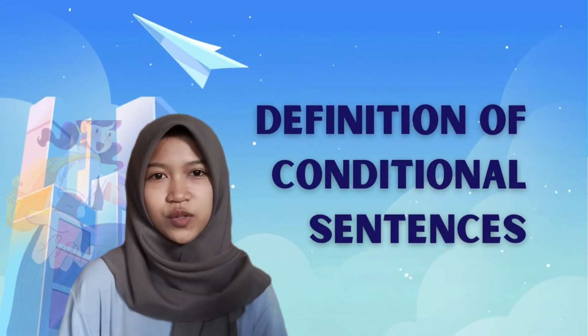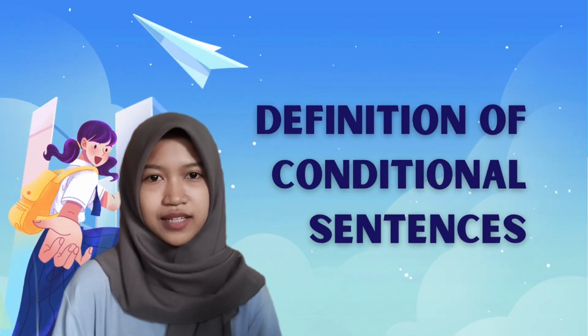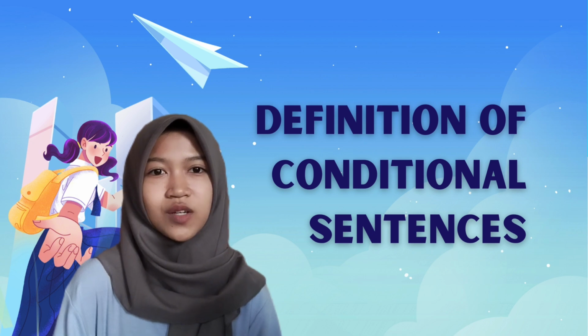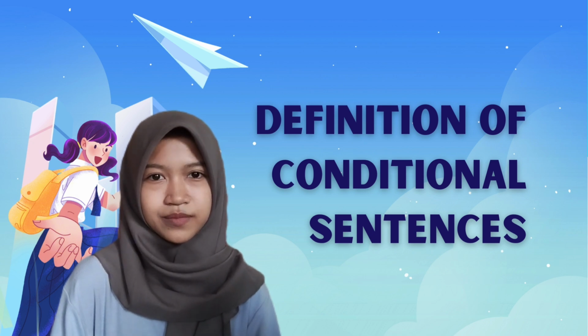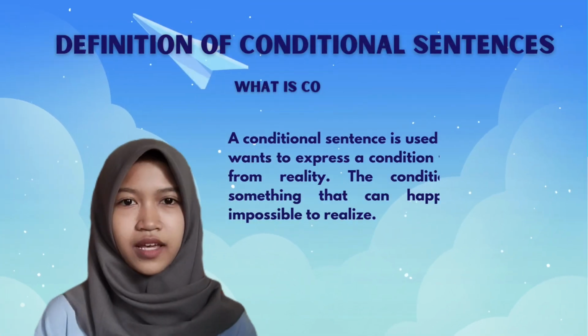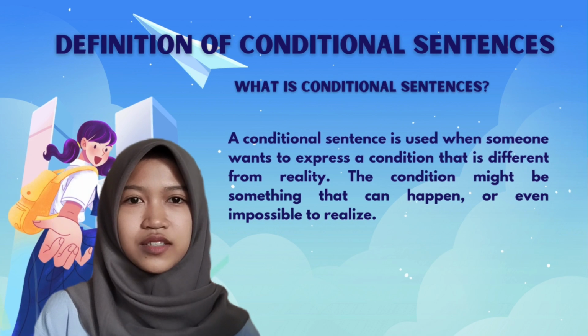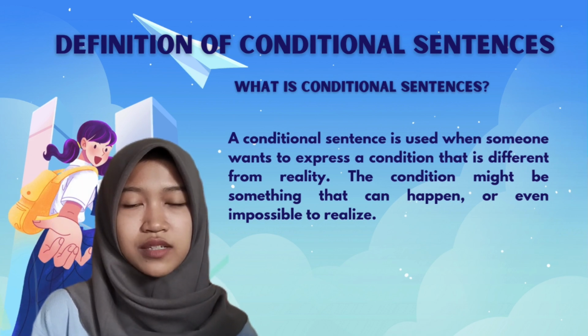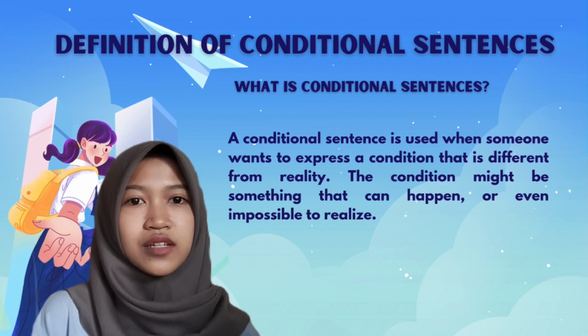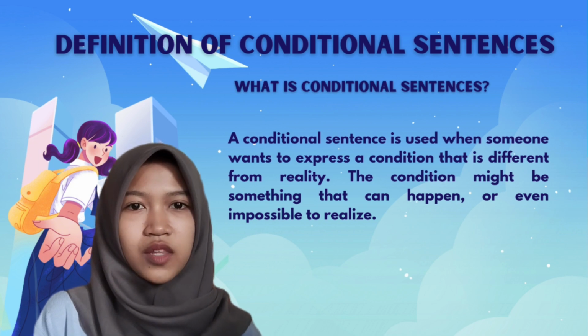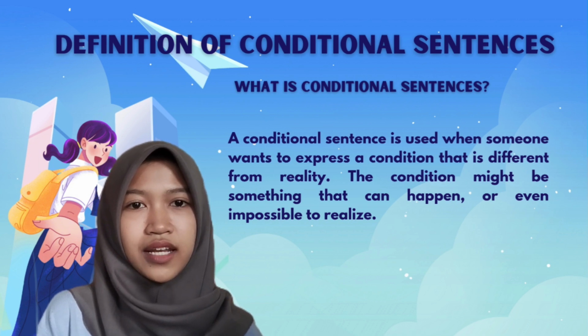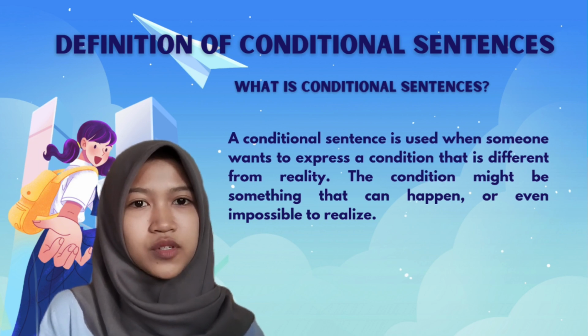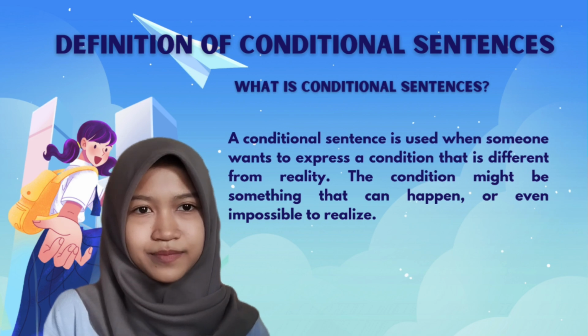First, we will tell you about the definition of conditional sentences. So, what is a conditional sentence? A conditional sentence is used when someone wants to express a condition that is different from reality. The condition might be something that can happen or even something impossible to realize.